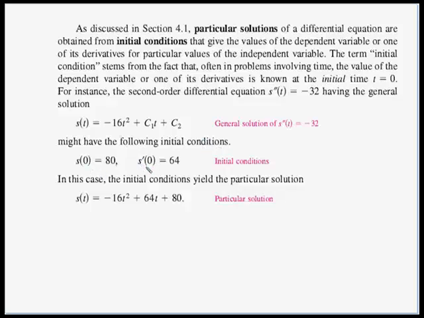For instance, the second-order differential equation s double prime of t equals negative 32, having the general solution, our position function s of t, negative 16t squared plus constant 1 times t plus constant 2, might have the following initial conditions. For the first derivative, s prime of 0 is equal to 64, and we have our initial condition for the position function itself, s of 0 equals 80. In this case, the initial conditions would give this particular solution. We could solve for the constants, and the 64 would go in place of constant 1, and the 80 would go in for the second constant, and there is our particular solution.